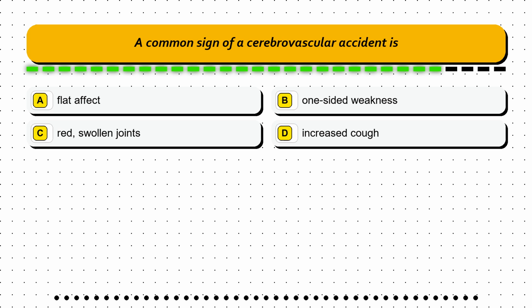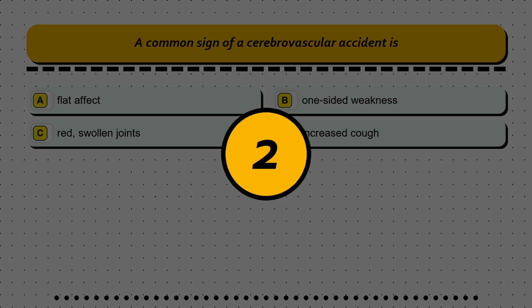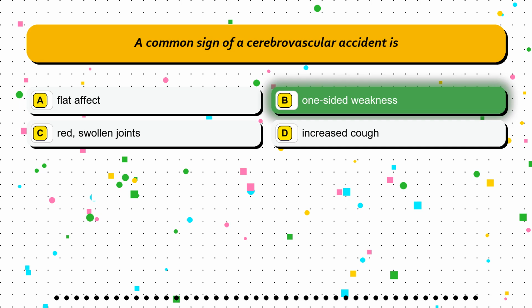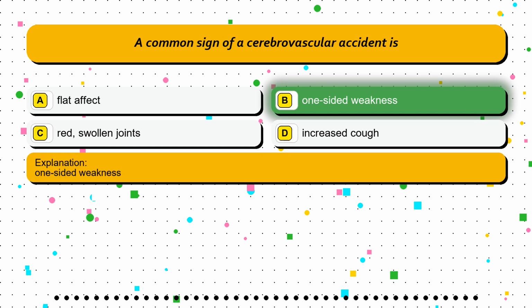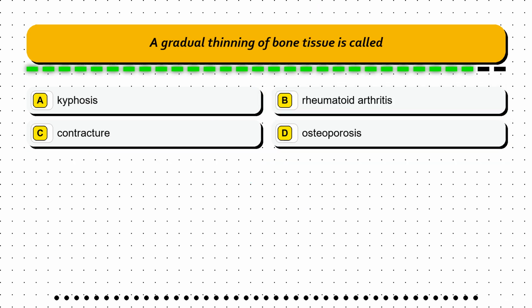Question 5. A common sign of a cerebrovascular accident is: Option A, a flat affect. Option B, one-sided weakness. Option C, red, swollen joints. Option D, increased cough. The correct answer is option B, one-sided weakness.